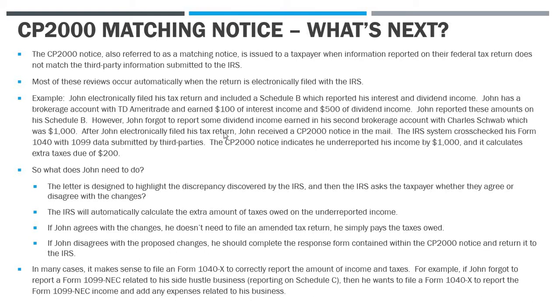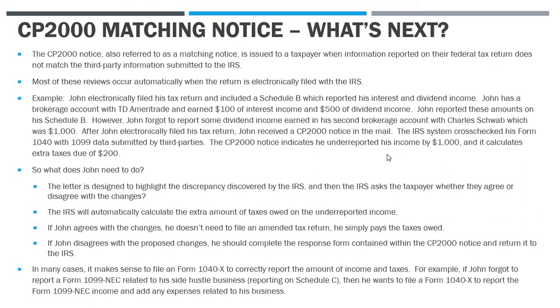However, what John forgot was that he also had some dividend income in a second brokerage account. So he's got a second account with Charles Schwab, and he earned $1,000 in that account. So after John filed his tax return, he received a CP2000 notice in the mail. So the IRS cross-checked the information on his 1040 with the 1099 data submitted by third parties. So TD Ameritrade, Charles Schwab, they sent 1099s that showed how much income was earned on the accounts. So the CP2000 notice basically brings to John's attention, hey, look, you reported $100 in interest and $500 in dividend, but there was another $1,000 of dividends that you failed to include in your tax return.